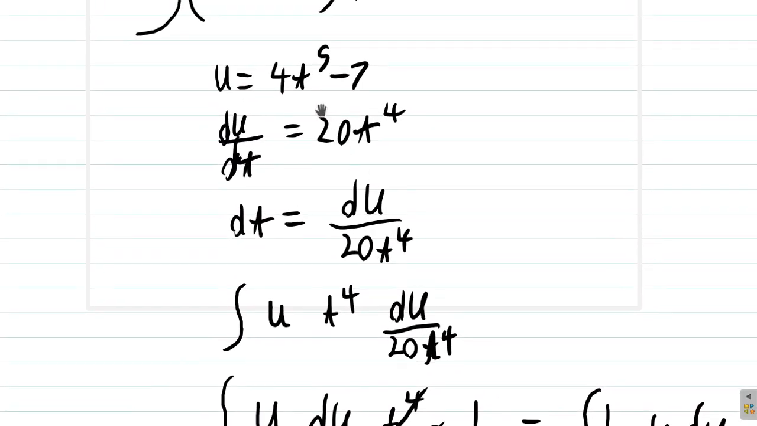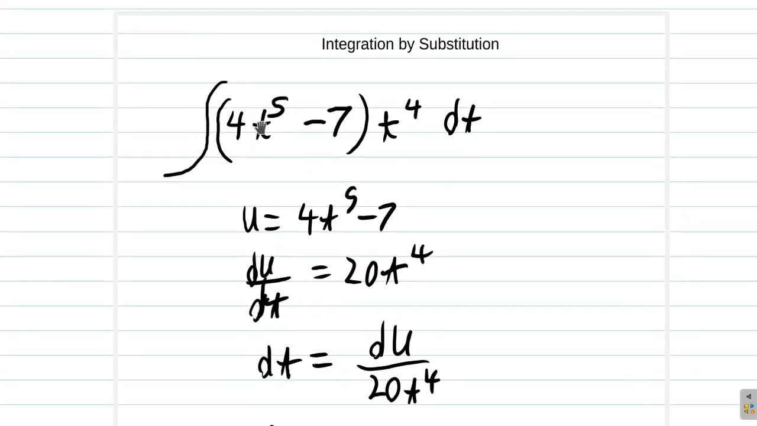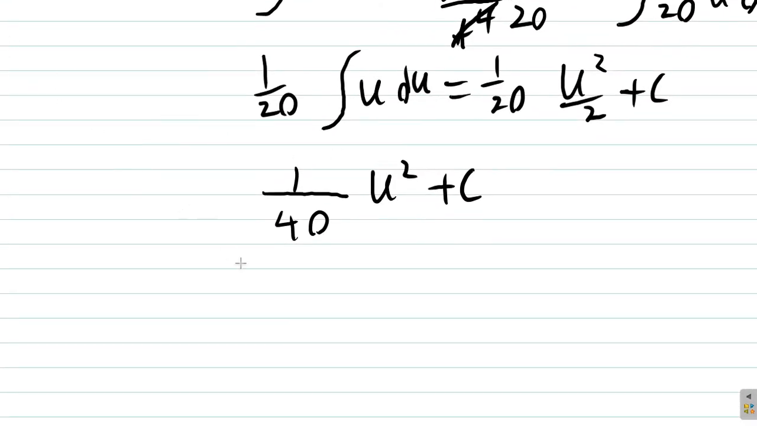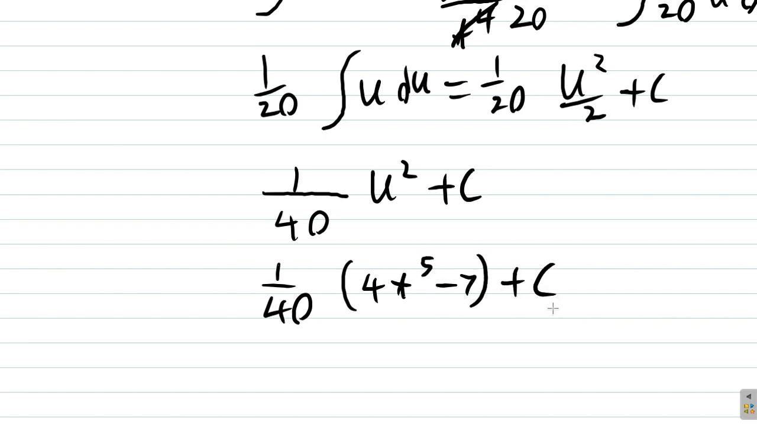But you want to write back everything in terms of t, the original function. So what you have is 4t to the 5 minus 7. So it is 1 over 40 times 4t to the 5 minus 7, all squared, plus c. So that is what you have as your answer.